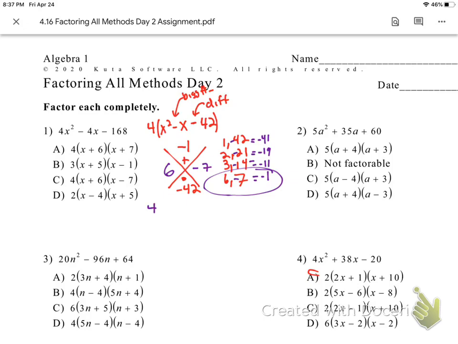So we have 4 on the outside. The only ones that don't have that are B and D. So we know it's going to have to be A or C. And this is going to be plus 6 minus 7. Well, then it has plus 6 minus 7 is C.